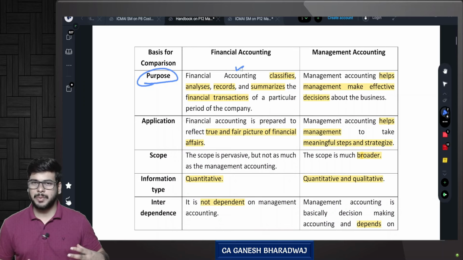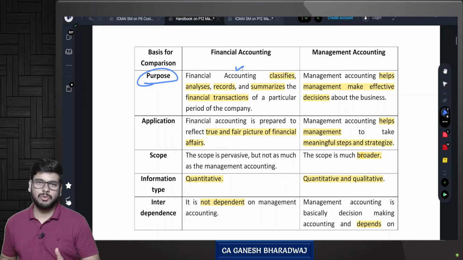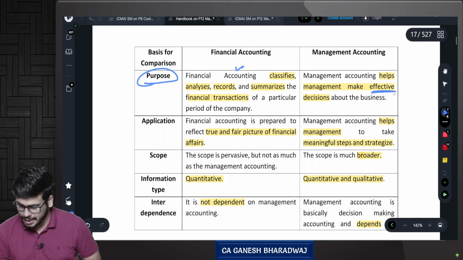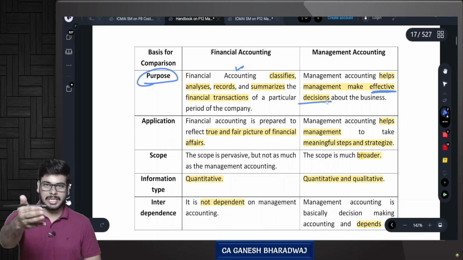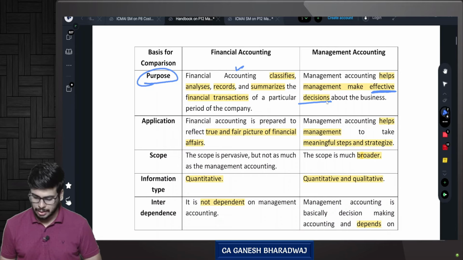But honestly speaking, the introduction to the subject has already been completed, but let us just go through a few things to give completeness to this chapter number one, introduction to management accounting. Whereas in case of management accounting, it helps the management take effective decisions about the business. I gave you one clear-cut example, the shutdown versus continue example.